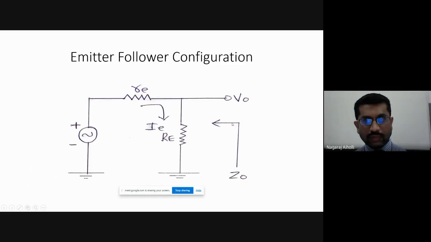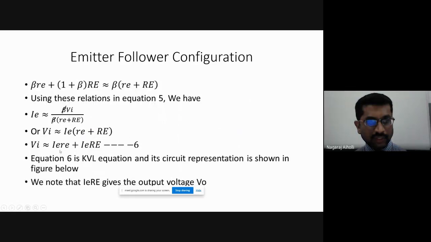Then output impedance is Z0, the impedance seen from the output terminals. Input impedance is the impedance seen from the input terminals. Okay, so this is the circuit that we get from the KVL equation: Vi is equal to IE into small re plus IE into capital RE.